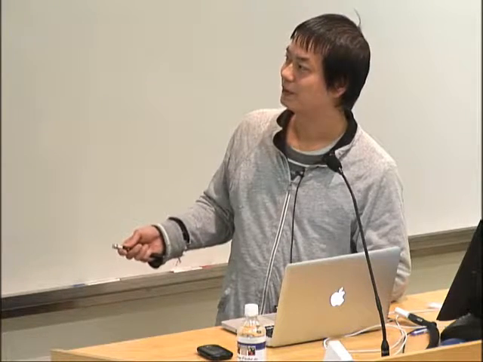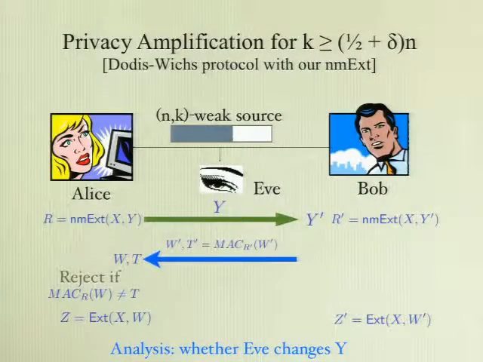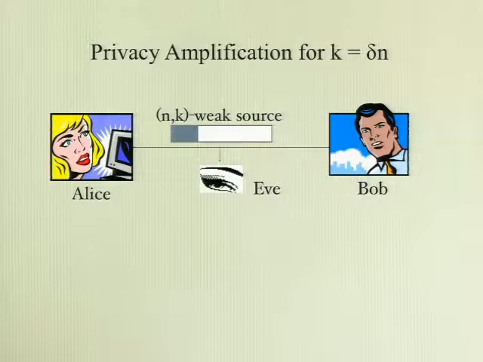Is this protocol clear? Okay. By plugging in our non-malleable extractor for entropy rate greater than half, we get this two-round protocol. Note that all of these messages, y, w and t prime, have length something like s plus log n, so you get the optimal entropy loss protocol. The analysis, just like I said, is whether Eve changes this seed y.